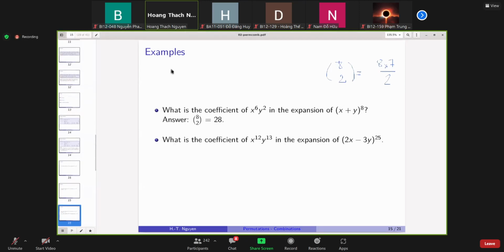So what about this one? This one is more complicated because instead of x and y, you have some other coefficients involved. You have 2 and 3, and you even have a minus. Let's see if you can get this one correctly.